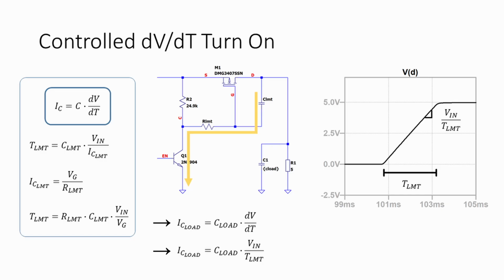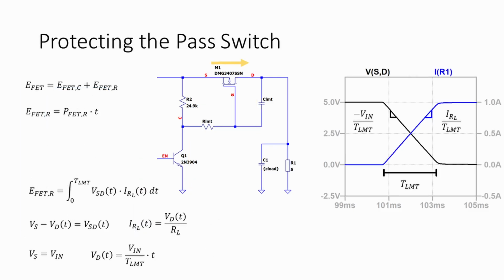Let's take a look at how to choose the appropriate time period for inrush control. The main concern here is protecting the pass switch by limiting the stress it will see. The FET's energy is a good metric to use for this, and it will equal the sum of the energy used to get 5 volts across the capacitor and the resistor of the load. Let's take a look at the resistor portion first. The plot shows the voltage change across the FET as it turns on, dropping from Vin to 0 volts. The current through the resistive load rises at the same time.